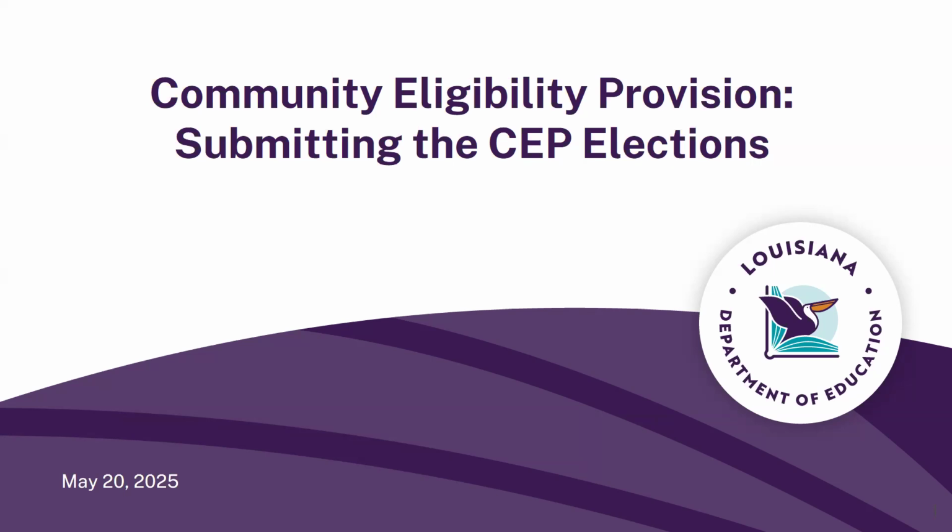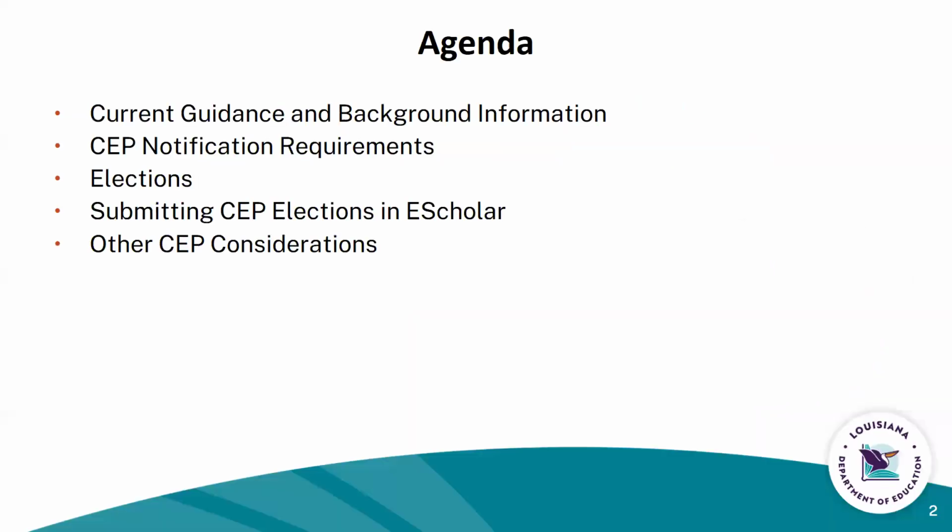So today's training topic is on community eligibility provision, submitting the CEP elections. All right. So today's agenda, first, we're going to go over current guidance and background information, CEP notification requirements, elections, submitting CEP elections in eScholar, and then other CEP considerations.